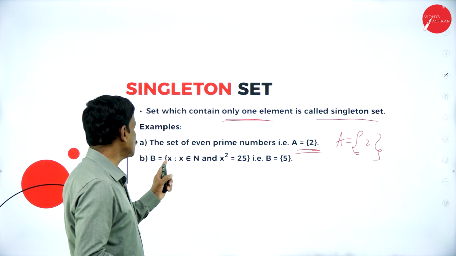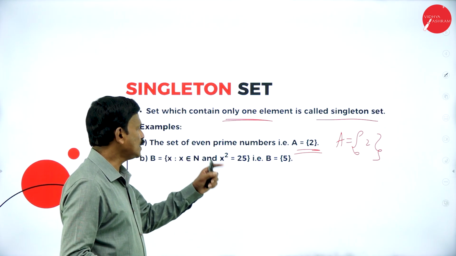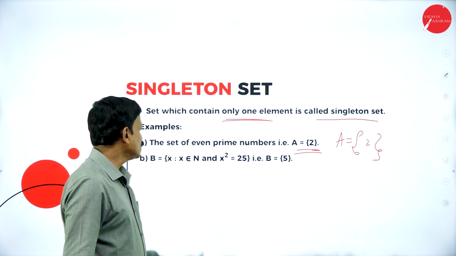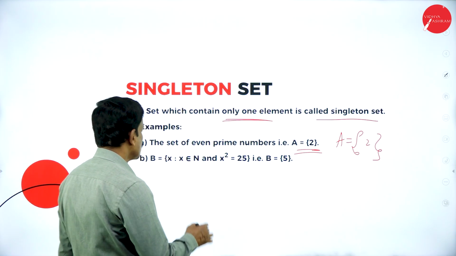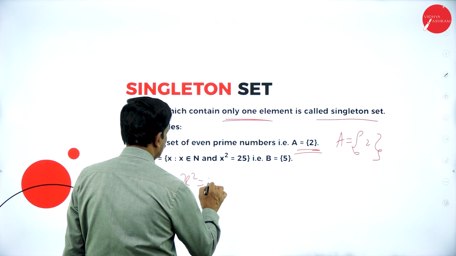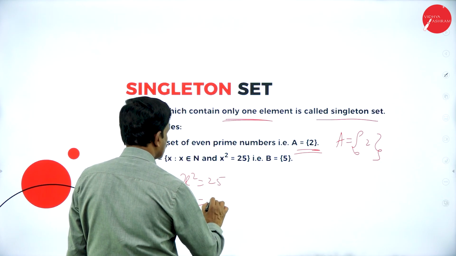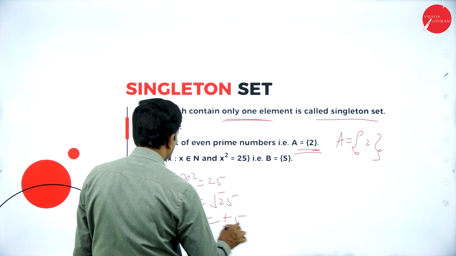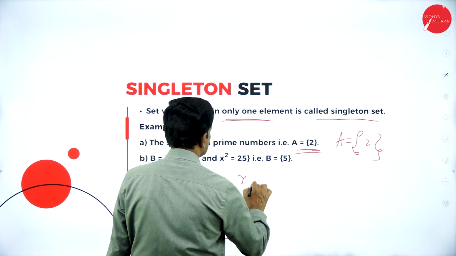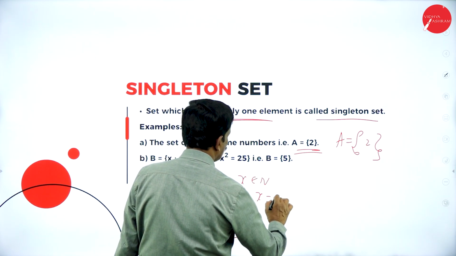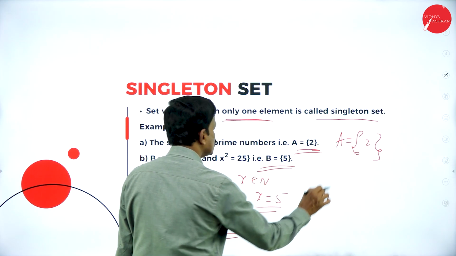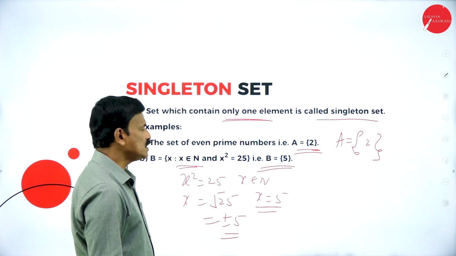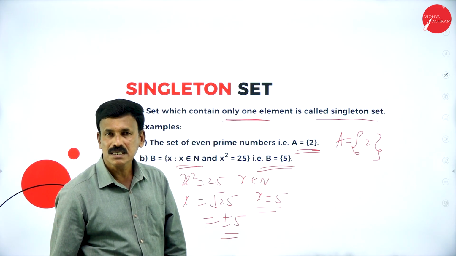Another example, B is equal to the set of x such that x belongs to N and x square is equal to 25. X square is equal to 25 means x is equal to square root of 25, that is plus or minus 5. But here x belongs to N, which means x is only the positive number, that is 5. So B is equal to {5}, an example for a singleton set.